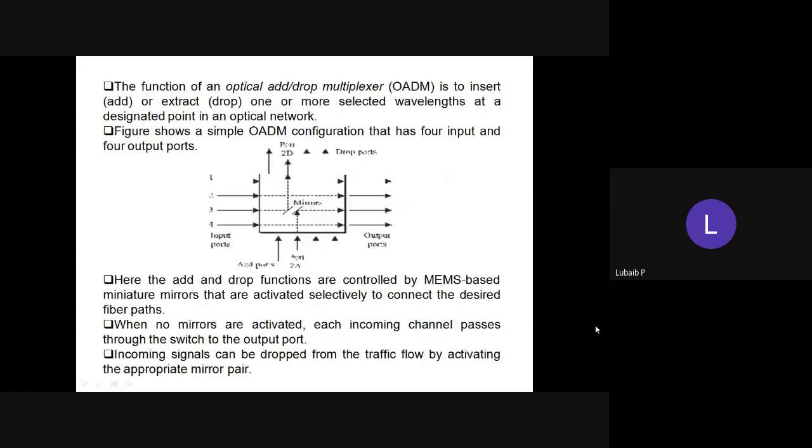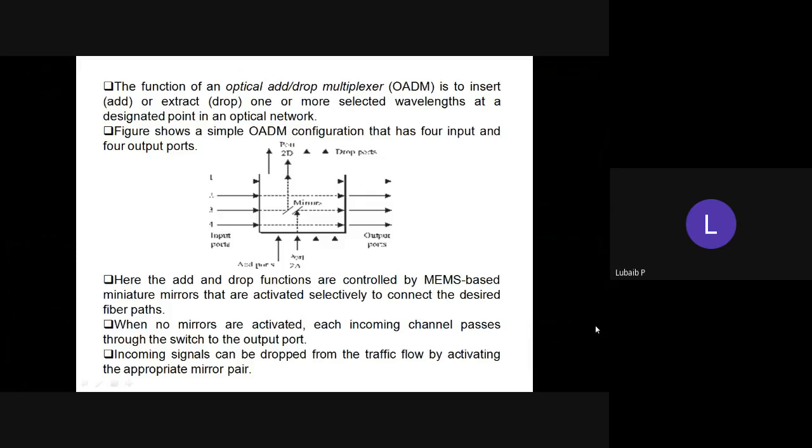The function of an optical add drop multiplexer, or OADM, is to insert or add, or extract or drop. So either we can insert, that means add, or extract from the existing stream, that is drop, one or more selected wavelengths at a designated point on the optical network. The figure shows a simple OADM configuration that has 4 inputs and 4 outputs. You can see in the figure the 4 input ports, 1, 2, 3, 4, and some output ports.